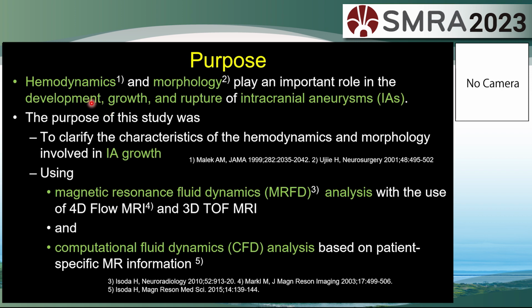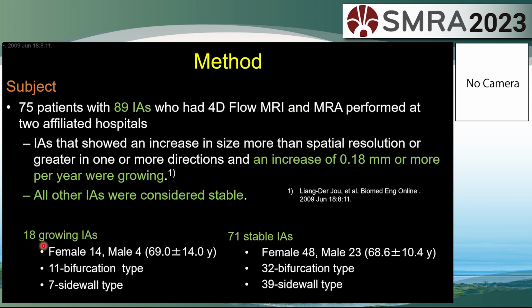Hemodynamics and morphology play an important role in the development, growth, and rupture of intracranial aneurysms. The purpose of the study was to clarify the characteristics of the hemodynamics and morphology involved in IA growth using magnetic resonance fluid dynamics, MRFD, analysis with the use of 4D flow MRI and 3D TOF MRI, and computational fluid dynamics, CFD, analysis based on patient-specific MR information.